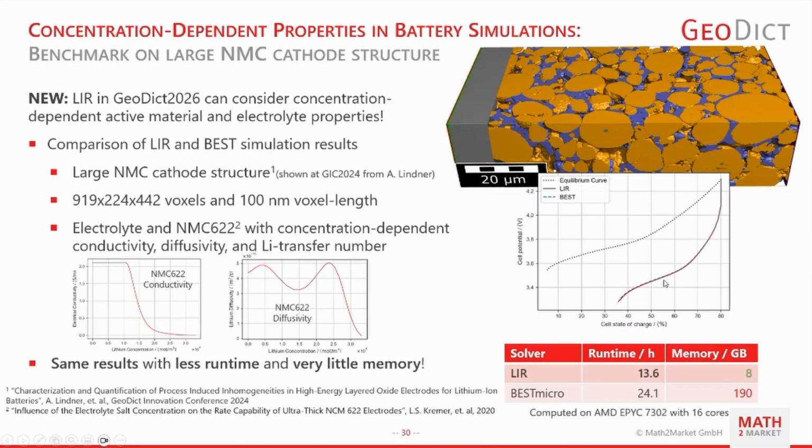And we see here that both the Lear and the BEST compute identical results. But the Lear has just about half of the runtime. But the real benefit is over here in the used RAM memory, so we can reduce it from 190 gigabytes to 8. And this reduction in memory is extremely helpful because it may be the difference between you being able to compute a solution or not being able to compute a solution with your given hardware.